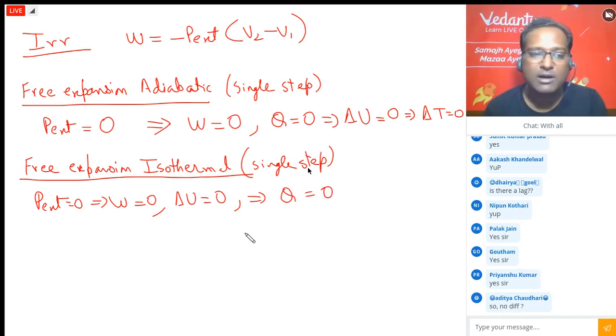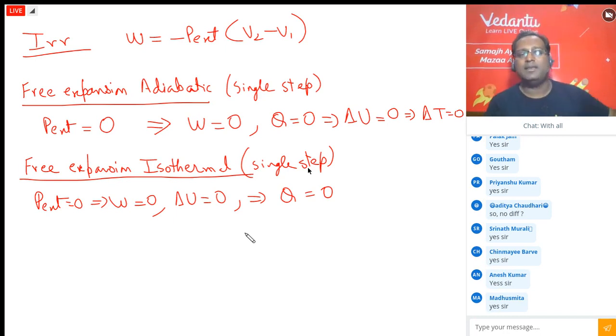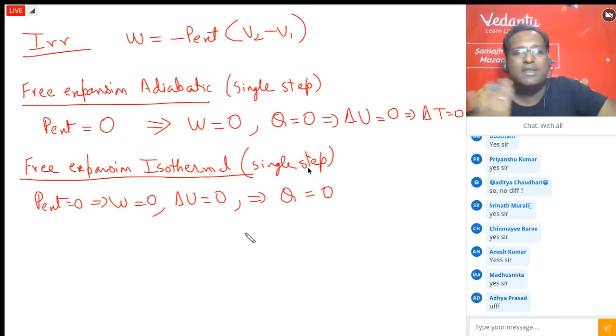So this is all about first law of thermodynamics. Work done formulae, delta U formulae, delta H formulae, and heat related formulae. This brings us to the end of first law of thermodynamics. What are the drawbacks of first law of thermodynamics? There are many, many, many drawbacks of first law of thermodynamics. We will study them in the next class and we'll then begin second law.